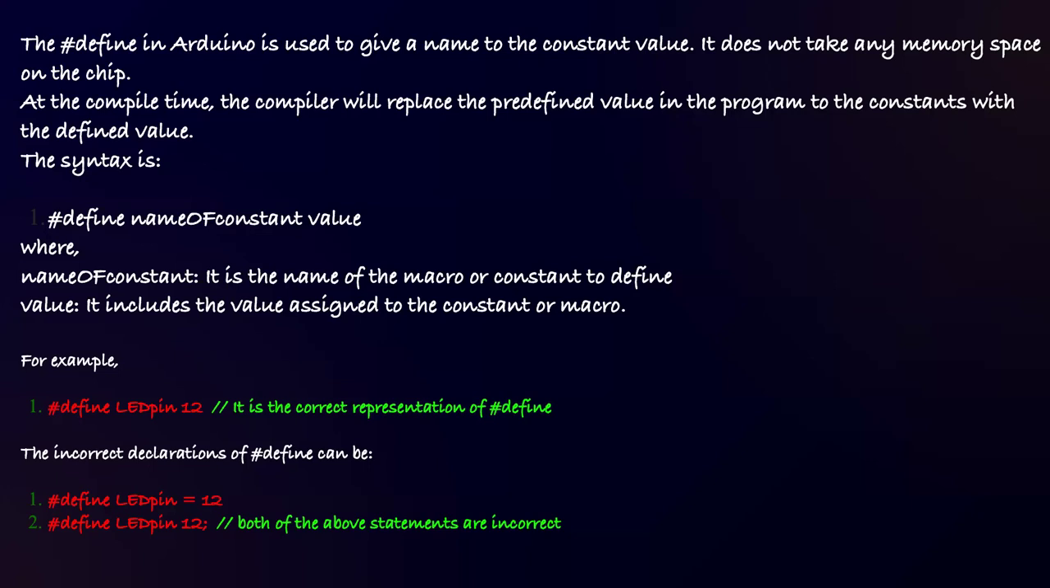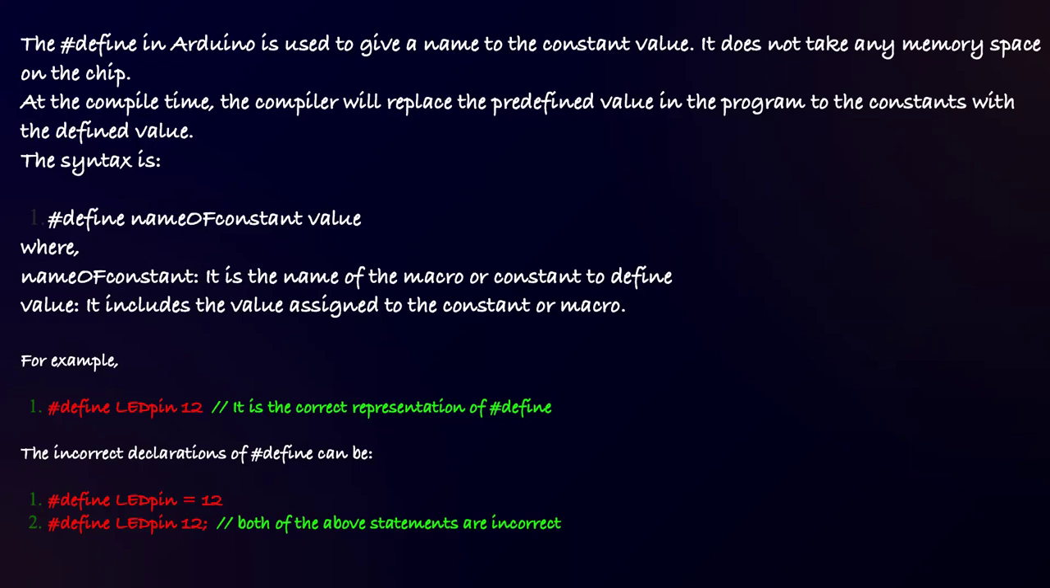What is the syntax? The syntax is #define, and then comes the name of the constant, and the value. The name of the constant is the name of the macro or constant to define, and the value is the value assigned to the constant or macro. We can call it either way. For example, you see #define LED_PIN 12. That is the correct representation of the #define. But if we write #define LED_PIN = 12, or LED_PIN 12 followed by a semicolon, both are wrong.